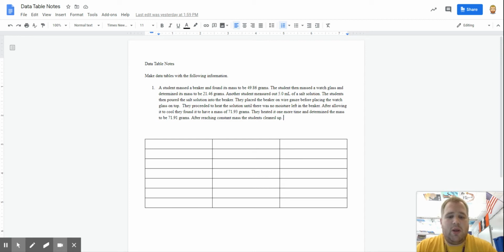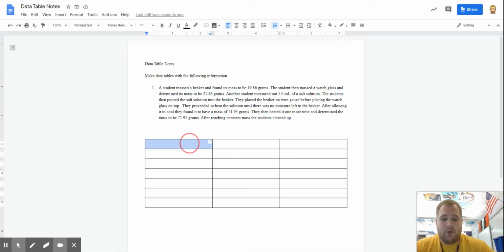They then heated it one more time and determined the mass to be 71.91 grams. After reaching constant mass, the students cleaned up. So when I read through there, I have some items.